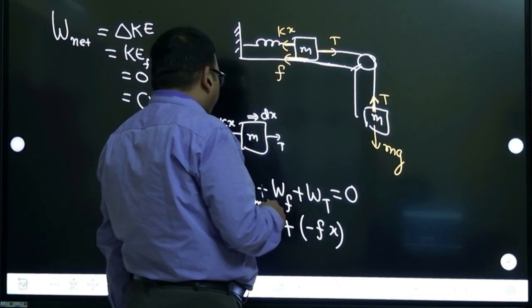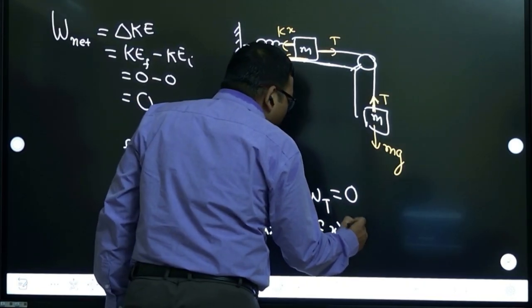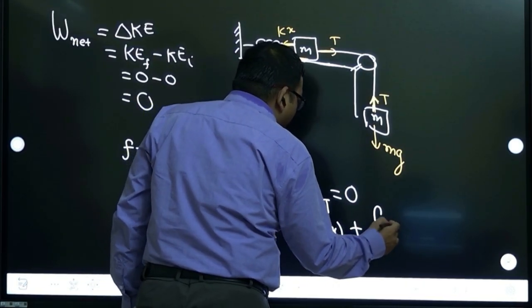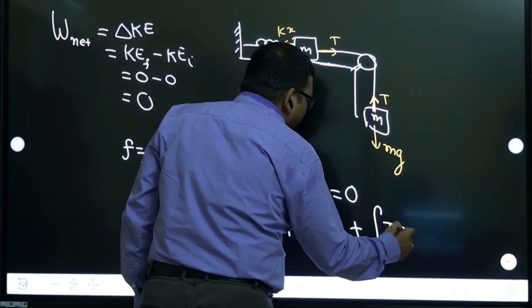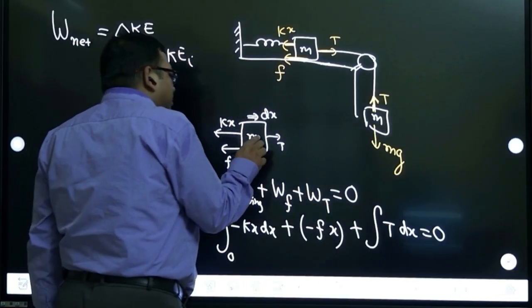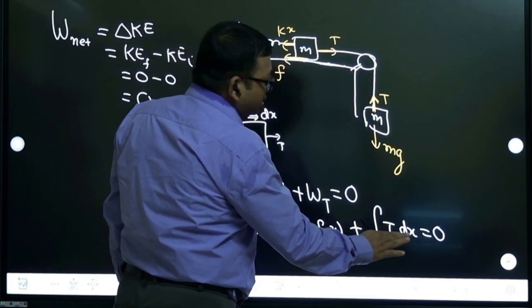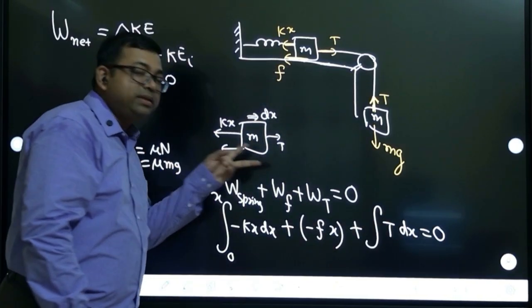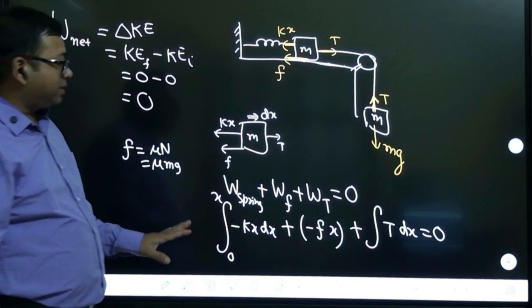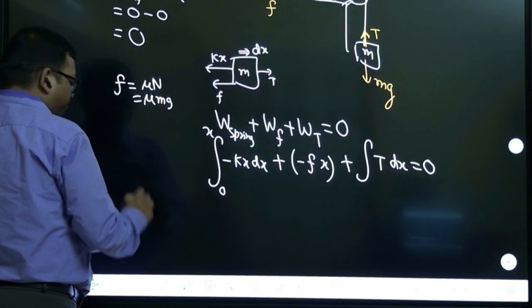Then work done by tension we do not know, and tension may be changing also. So you just leave it like this. Work done by tension is tension into dx. Which direction does tension act? Tension is acting this way and displacement is also happening this way. So it's plus T dx. It is not minus T dx because they are acting in the same direction. Correct? Clear? This equation is clear.